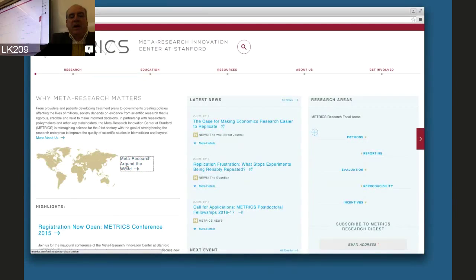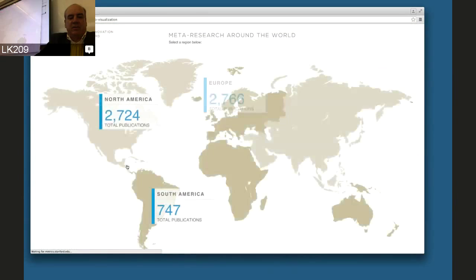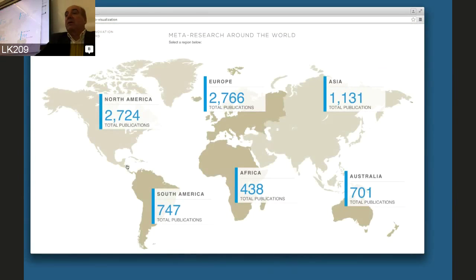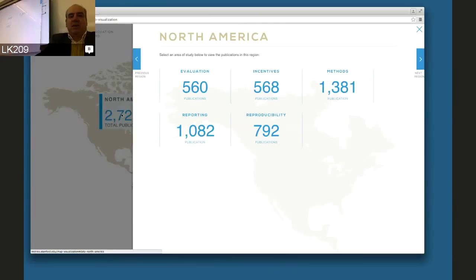So if we actually click on this, you'll see the map that John showed. It's a little bit slow, of publications in different sites, and we're going to try to keep this updated as well. This link breaks down into all the fields. Let's see if I click on this.